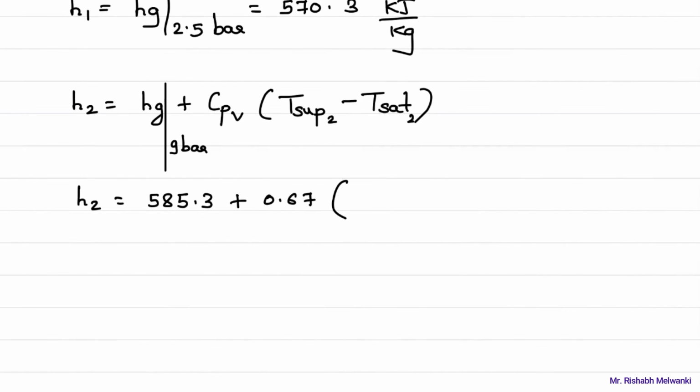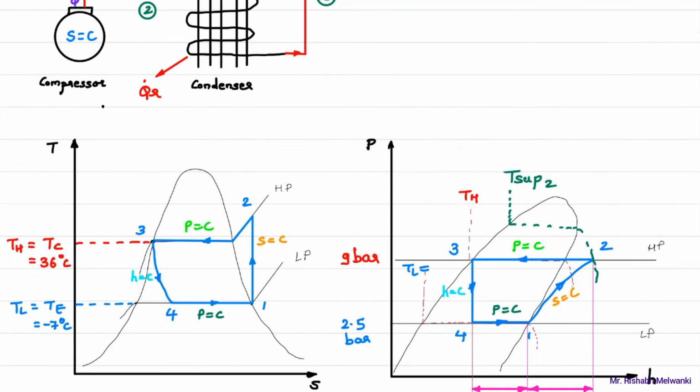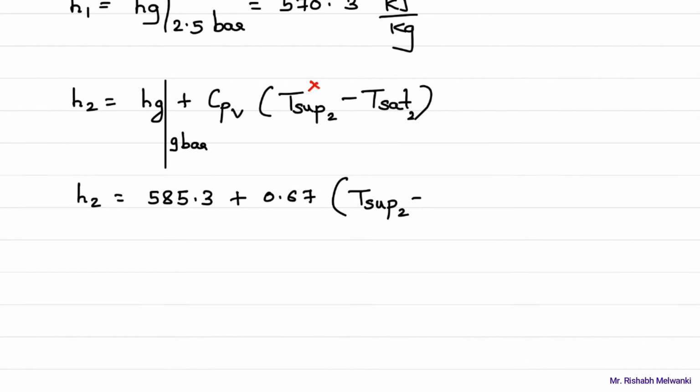So this value is not known. I'll keep this as it is. So T sup 2 minus Tsat 2. What is the saturation temperature of point 2? For point 2, the saturation temperature is 36 degrees Celsius. So I'll write down the value 36 degrees Celsius. Okay, this is equation 1.